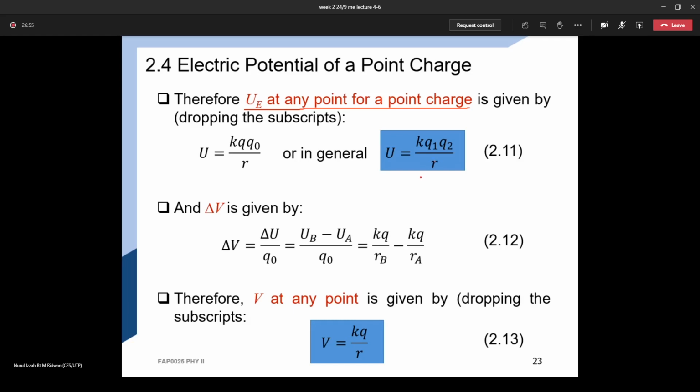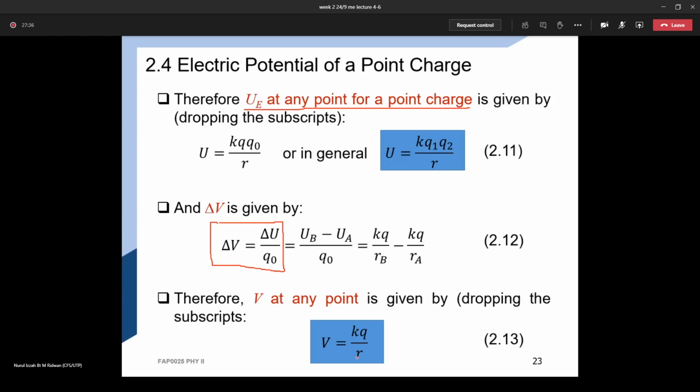And then starting from U here, we still have the same connection from the parallel plates. U equals to QV for parallel plates. But from there, we need to derive. We derive things until we get this formula: V equals to KQ over R. So for point charges, the equations that you need to use for potential energy and potential are given by the ones in the blue boxes here. U equals to KQ1 Q2 over R for potential energy, and then V equals to KQ over R for potential.